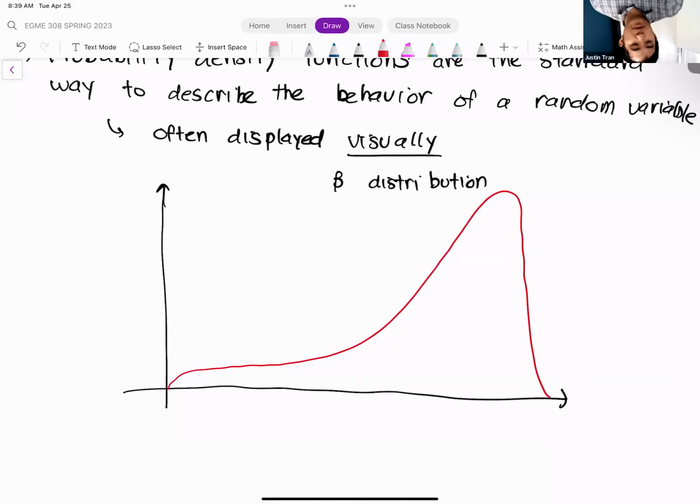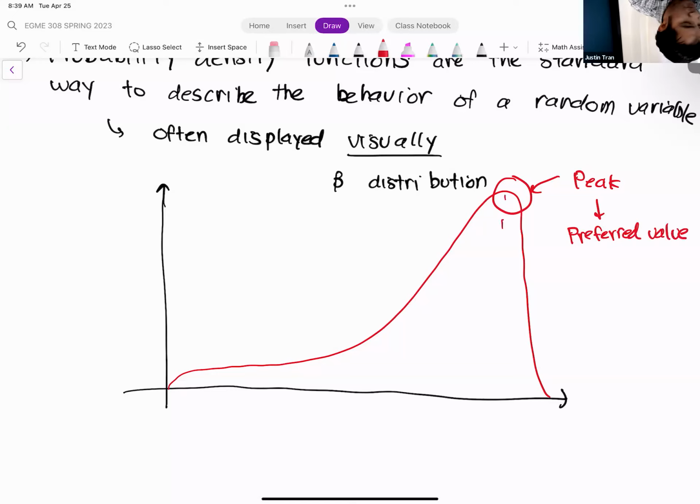So how do we interpret this probability density function? For a function like this, you can see that we have a prominent peak. Whenever you see peaks in a probability density function, this tells you that this is going to be the preferred value. If you follow the peak down to the horizontal axis, this right here is the preferred value.